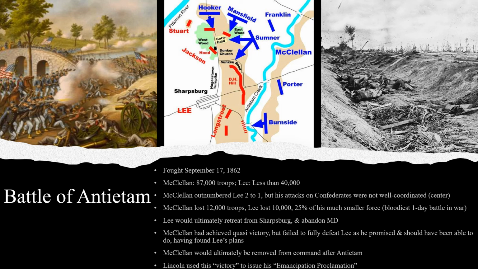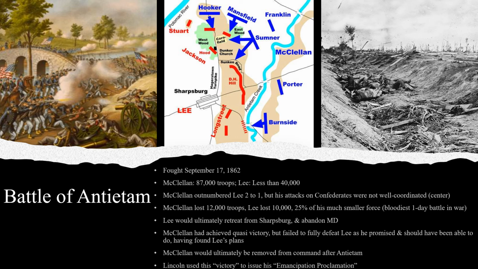McClellan engaged Lee on September 17, 1862, near the town of Sharpsburg, Maryland, along the banks of the Antietam Creek. At the Battle of Antietam, called Sharpsburg by the Confederates, McClellan's 87,000 troops engaged Lee, who had less than 40,000 on the ground. McClellan assaulted Lee's position and forced him to retreat the next day. The battle was considered a draw, or a slight tactical victory, for the Union, since Lee's much smaller army had survived McClellan's assault, inflicting over 12,000 Union casualties, while sustaining only 10,000 on their own side.